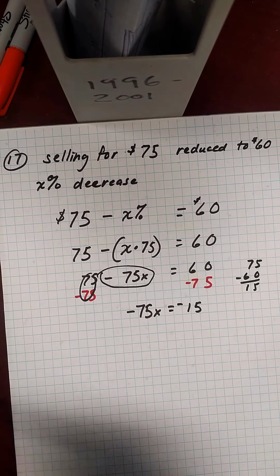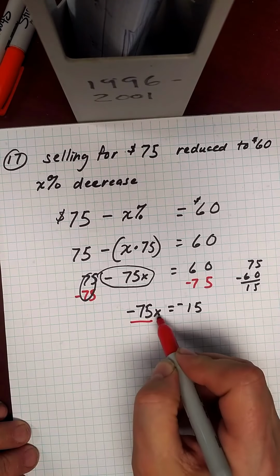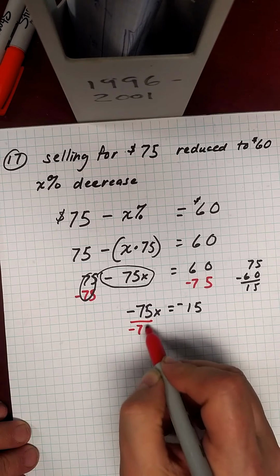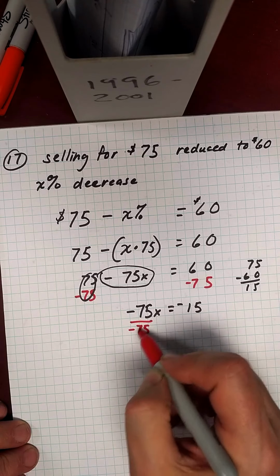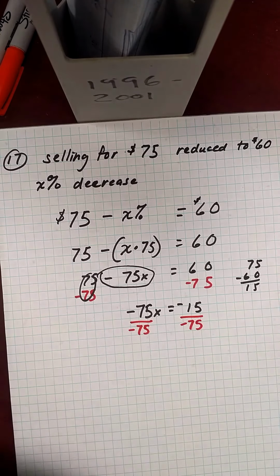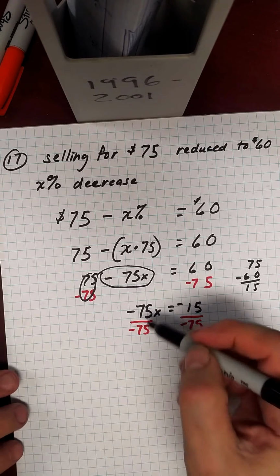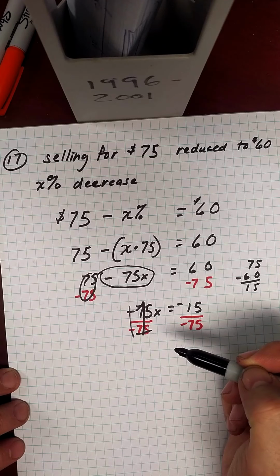So now we have to get this as a 1. We do that. The opposite of multiplication is division. And we divide it by everything except the x. So by the negative, the 75. So we do the same over here, negative 75. So the negatives cancel. 75 over 75 is 1.